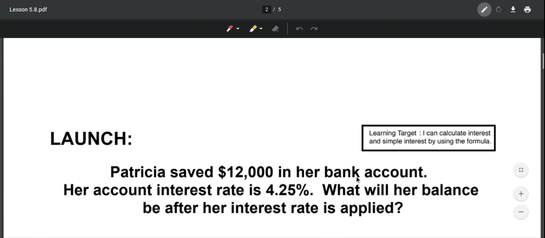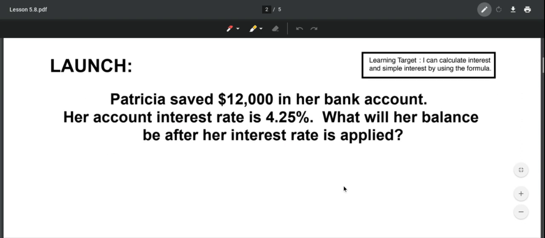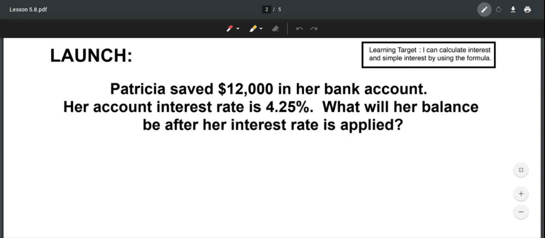Let's begin by looking at a problem. Patricia saved $12,000 in her bank account. Her account interest rate is 4.25%. What will her balance be after her interest rate is applied? We will be answering questions like this in lesson 5.8.